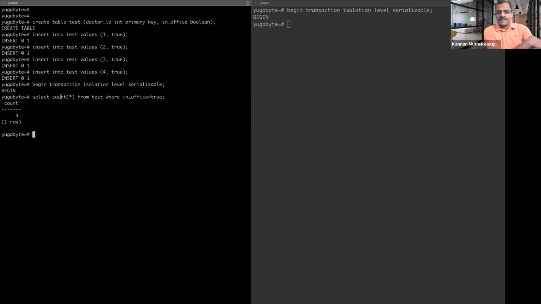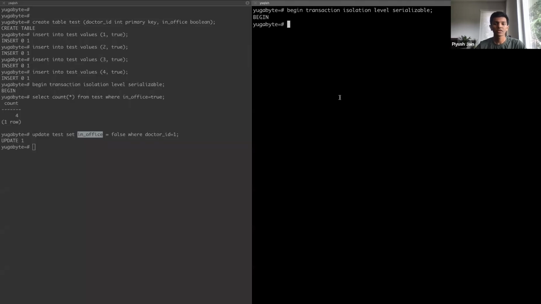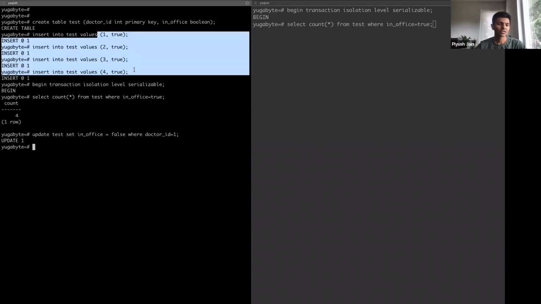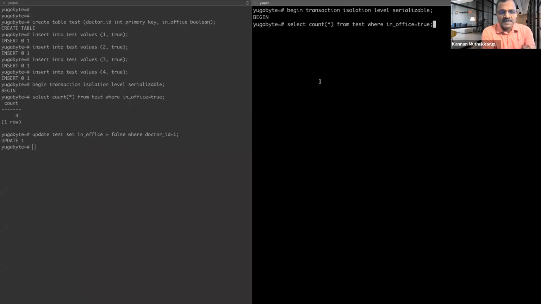Okay, so let's assume this guy who's running this transaction wants to send doctor one out of office. So he or she is just going to do this, wherein set in office to false for doctor ID one, right? Now another user might want to do the same for doctor two, right? And actually here I have four doctors. So let's assume you want greater than equal to three doctors in office, just for the example, right? You have different sort of physicians, surgeons, right? So you want greater than equal to three doctors in office.